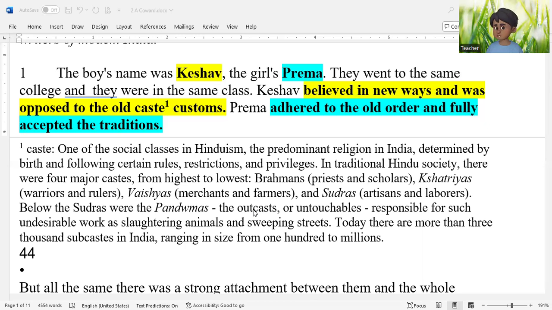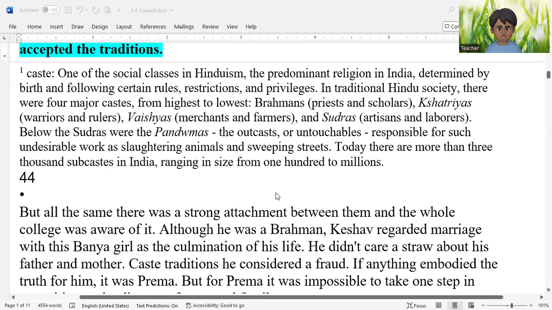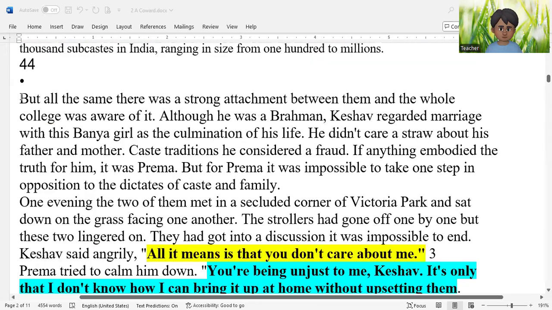So the important thing about this opening paragraph is that it introduces two of the central characters, and it also introduces the major conflict in the story, the conflict of old values versus new modern values. Okay, now let's move to the second paragraph.